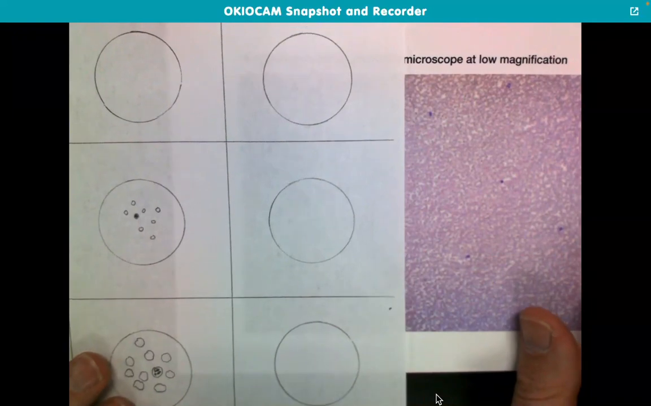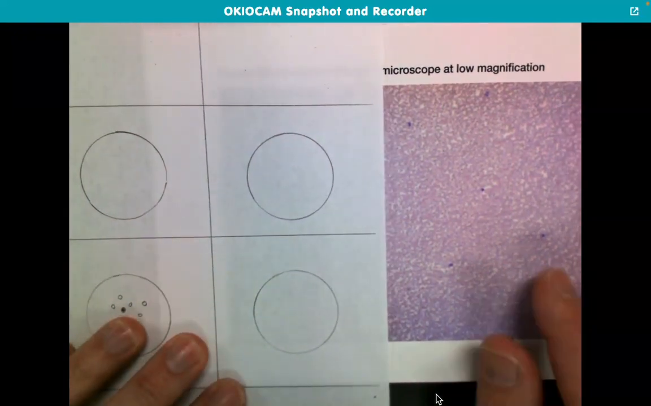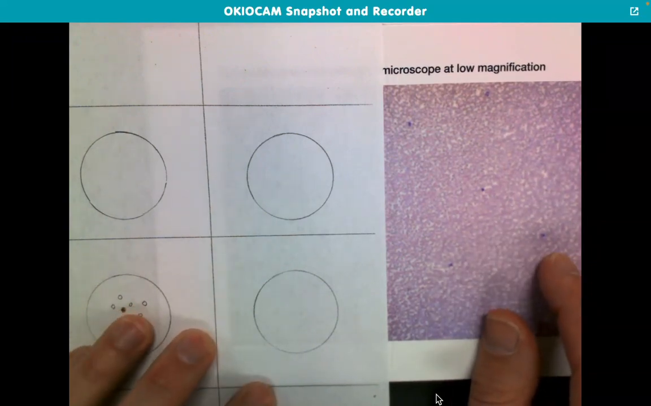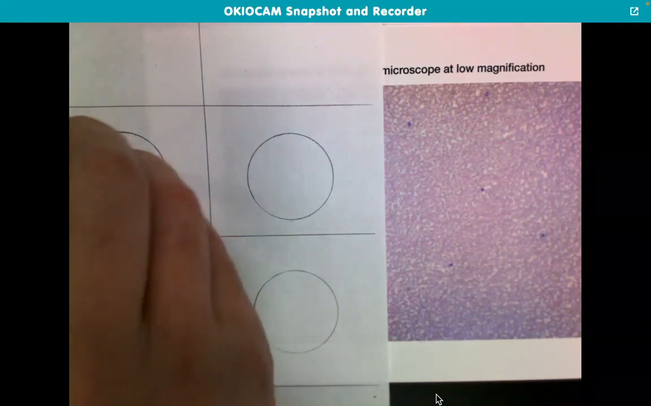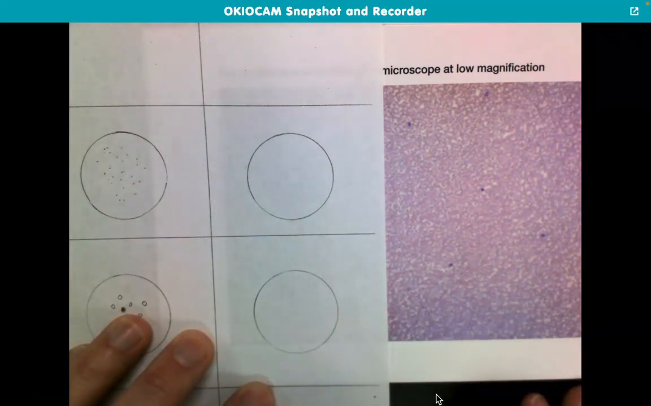I get down to low power. This is my top one, top circle. And I can see stuff, but I really can't see anything. We decided in class that we could stipple. So I kind of just did this. Just blowing off some of the dust there, because I really can't see.